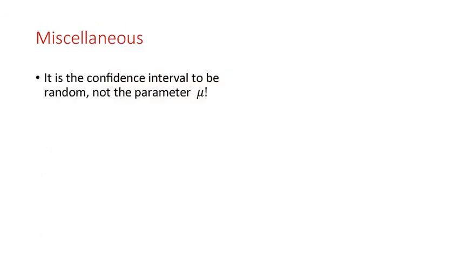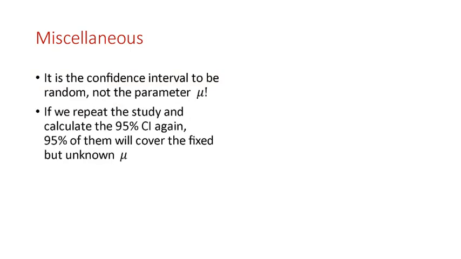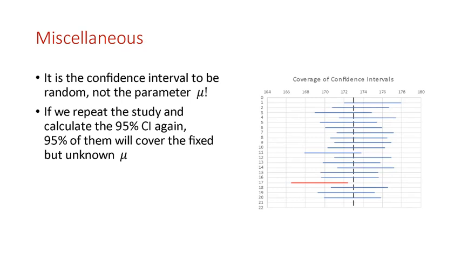Since we are working on confidence intervals, we need to emphasize the following concepts. It is the confidence interval that is random, not the parameter mu. That means if we repeat the study and calculate the 95% CI again, 95% of them will cover the fixed but unknown mu. The graph on the left shows the confidence intervals from 20 samples, assuming the true mean mu is actually 173 centimeters. You can see the confidence intervals are different from sample to sample, but the mean mu is unchanged. On average, there will be 1 out of 20 CIs that does not cover the fixed but unknown mu, which is indicated by the red interval in the graph.